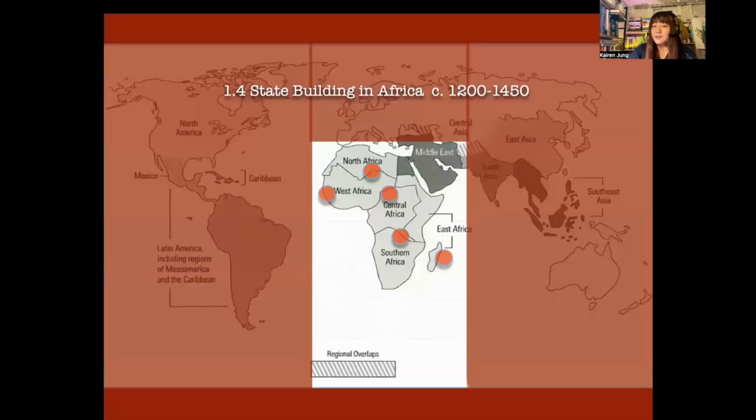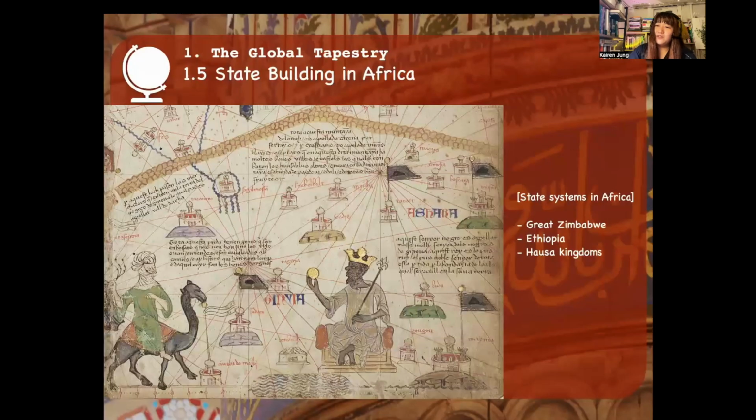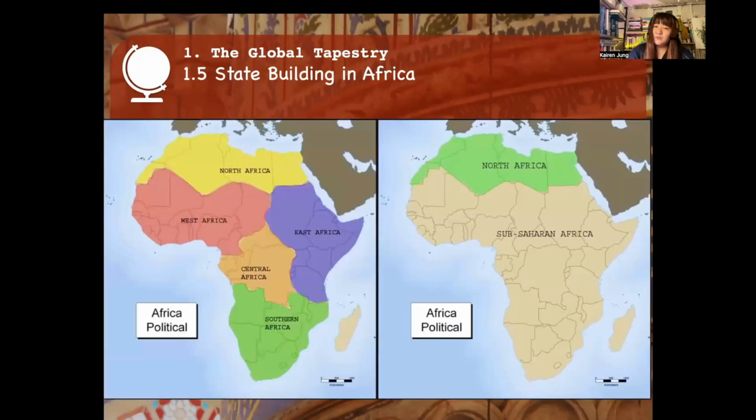Now we're looking at state building in Africa at this time period. When we're looking at state systems in Africa, we're looking at Great Zimbabwe, Ethiopia, and the Hausa Kingdoms. There are many ways of looking at this vast continent. Africa can be divided into North Africa, West Africa, East Africa, Central Africa, and Southern Africa, or just North Africa and then Sub-Saharan Africa. West Africa, East Africa, Central Africa, and Southern Africa, everything under the Sahara Desert, can be called Sub-Saharan Africa.